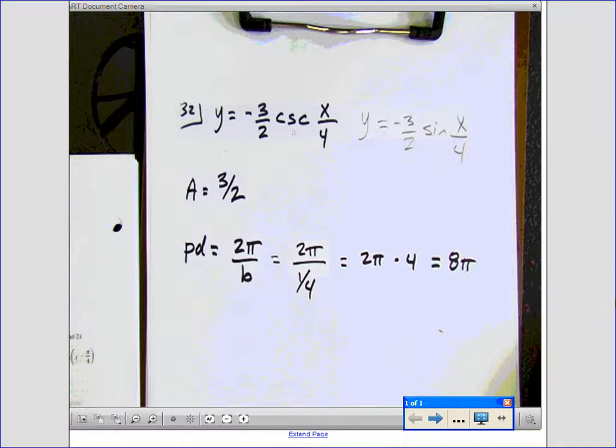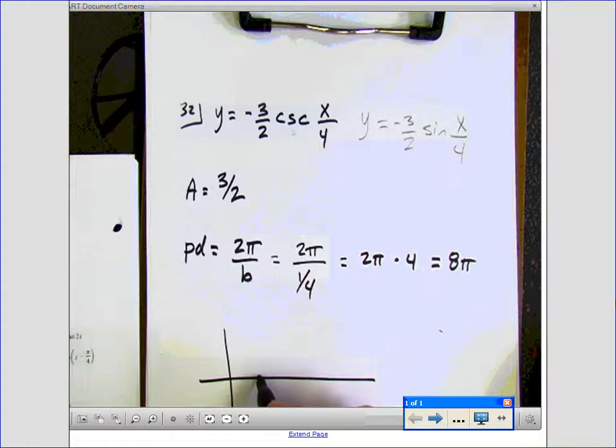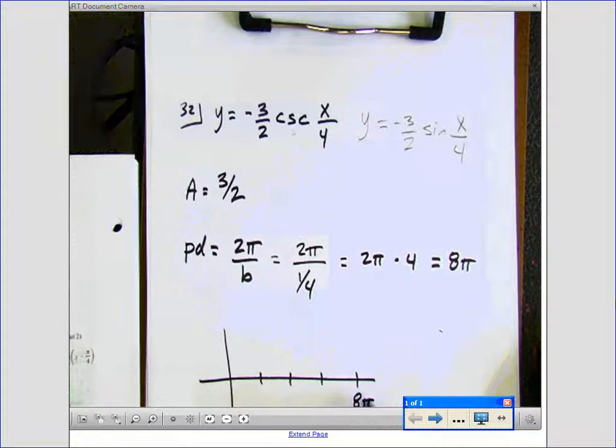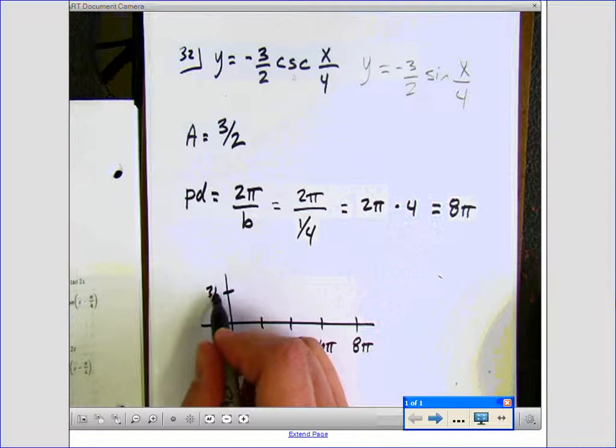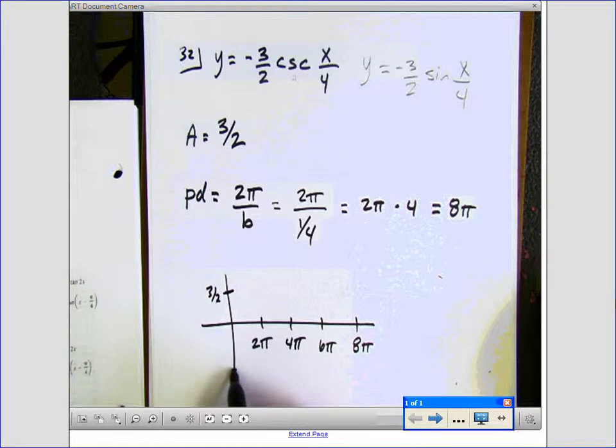Now, we're going to use the half strategy anyway. So we go 1, 2, 3, 4. So 8 pi is the period. Half of that's 4 pi. Half of that's 2 pi. So every unit is 2 pi. 2 pi, 4 pi, 6 pi, 8 pi. Now amplitude is just 3 halves. It's going to be like 1, 1/2.